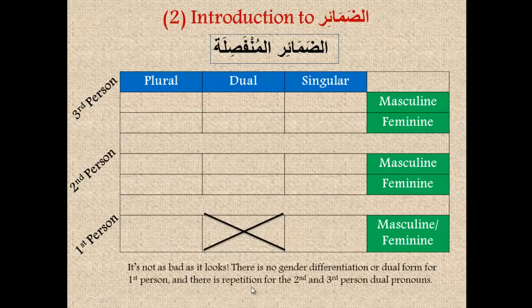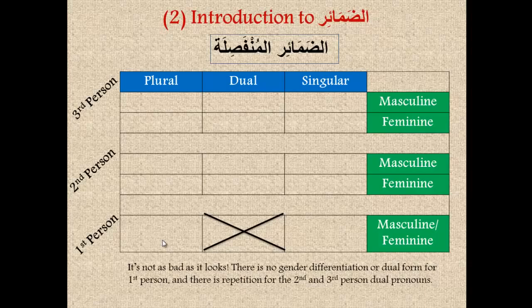And furthermore, there is repetition for the second and third person dual pronouns. Basically, these two slots are filled by the same word, by the same pronoun. They're identical. And these two slots over here are filled by the same pronoun. So that's how we get the number 12. We have 1, 2, 3, 4, 5, 6, 7, 8, 9, 10, 11, and 12. 12 unique standalone personal pronouns.